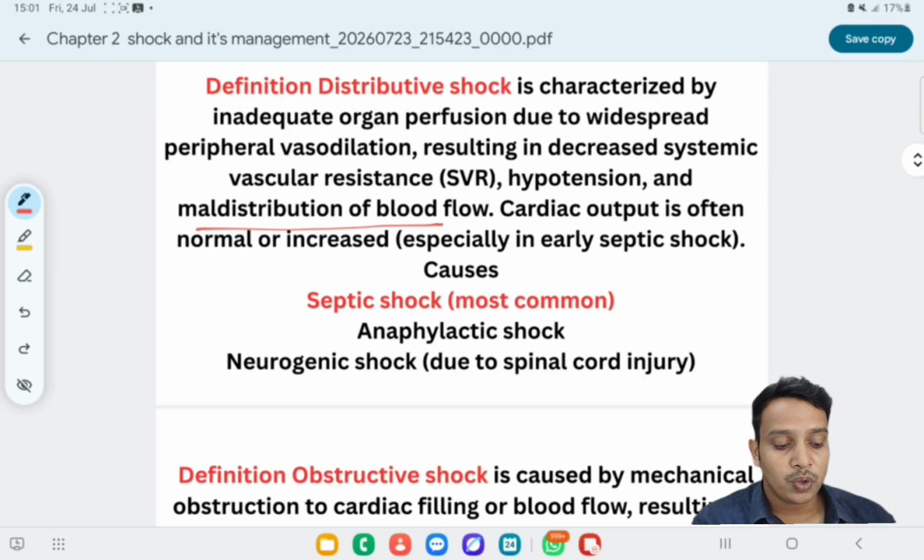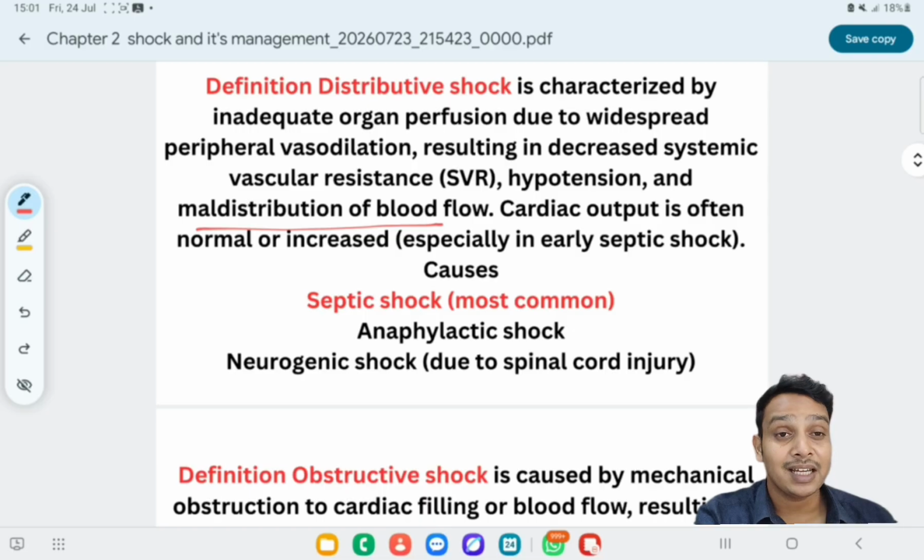But in distributive shock, for example in severe sepsis, endotoxemia causes vasodilation instead of vasoconstriction. If the patient has a spinal cord injury, because of decreased sympathetic outflow below the thoracolumbar junction, there is severe vasodilation. In anaphylactic shock, because of the release of anaphylactic substances and vasodilators such as histamine and nitric oxide, there is profound vasodilation, and the patient will have bradycardia and hypotension instead of tachycardia. So this is the type of distributive shock.